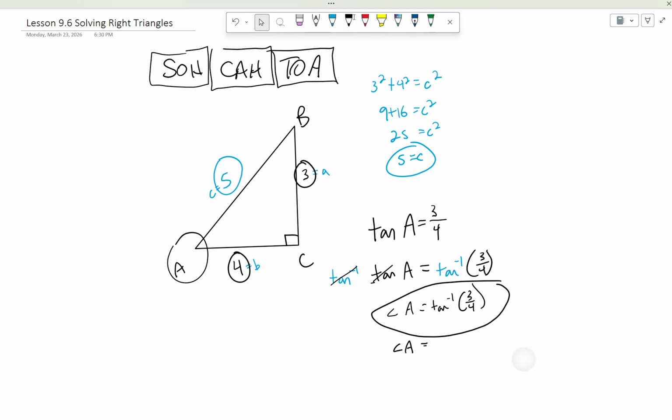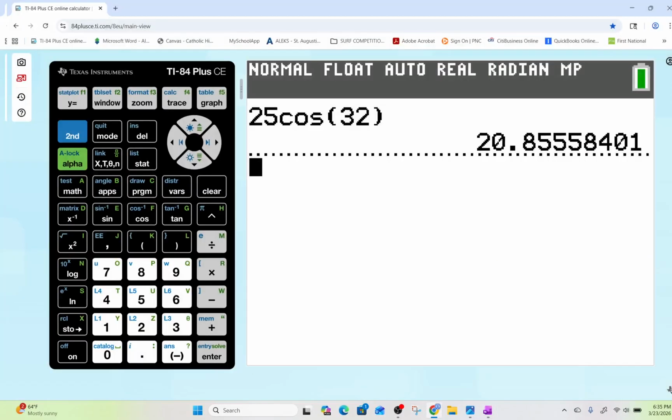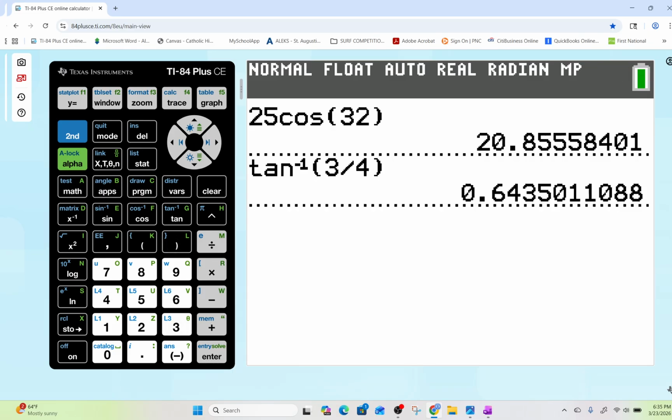So we're going to take angle A, and I'm going to punch this into the calculator over here. There's a little extension here. I go to the second button and hit tangent, which gives me the inverse tangent, and then I have 3 over 4. Then I close my parentheses, and it says 64.35. Now, that's incorrect.